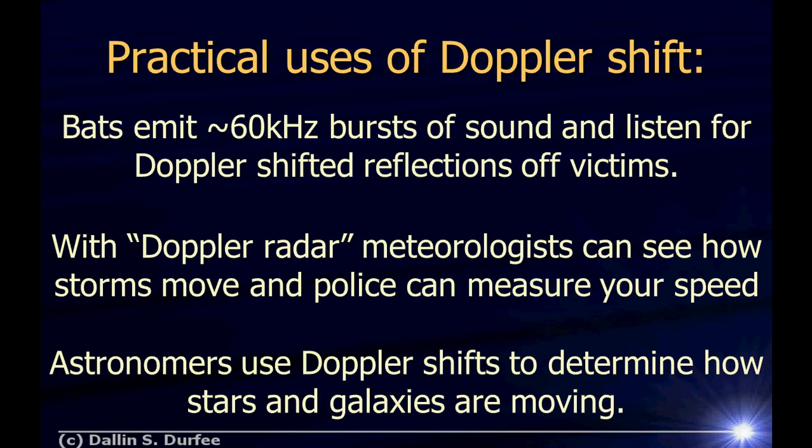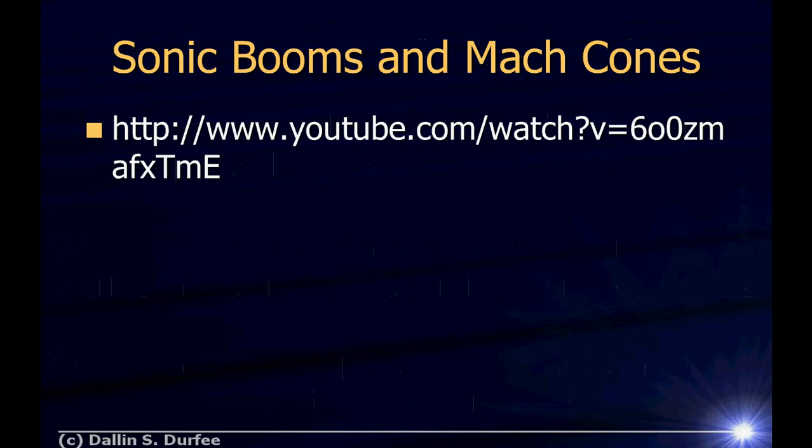When the police hit you with their radar gun, they're looking at a Doppler shifted frequency coming back. They shoot out radio waves, they bounce off of your car, and they're Doppler shifted because your car is moving. And as I mentioned, astronomers use Doppler shifts to determine how stars and galaxies are moving relative to the Earth. All right. Sonic booms. If an airplane moves faster than the speed of sound, you have some interesting things happen. If you would like to see a video of airplanes breaking the sound barrier, just go to this link right here. It's pretty cool. But imagine you got this plane going along, right?